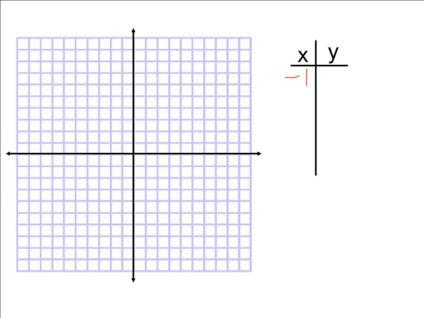So our ordered pairs were (-1, -1), (0, 1), and (1, 3). When I graph these, we have (-1, -1), which is right here. We have (0, 1), which is right here, and we have (1, 3), which is right here. And these are in a straight line, another linear equation.